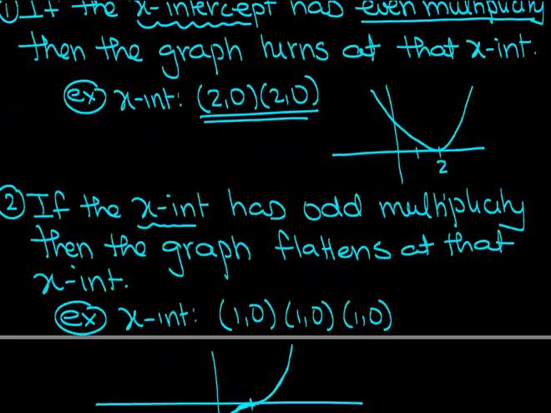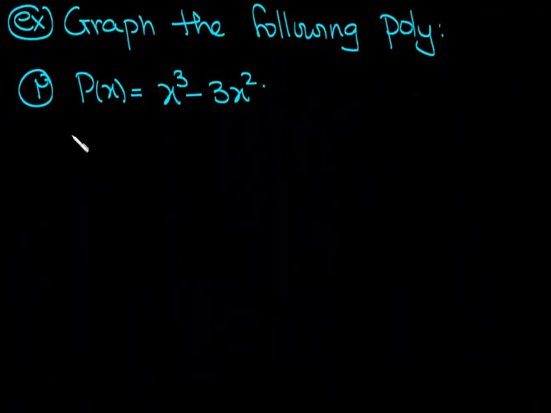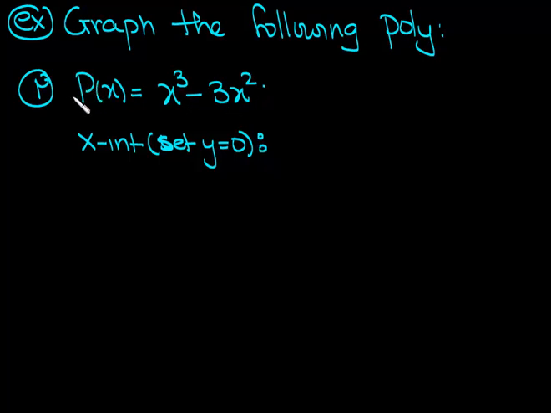Okay, so let's do this. The first thing we're going to do is find the x-intercept. To find the x-intercept, if you recall from chapter 3, we set y to 0. In this case, y is just the same thing as p of x. Just remember that when we are talking about functions. So we get 0 is equal to x cubed minus 3x squared.